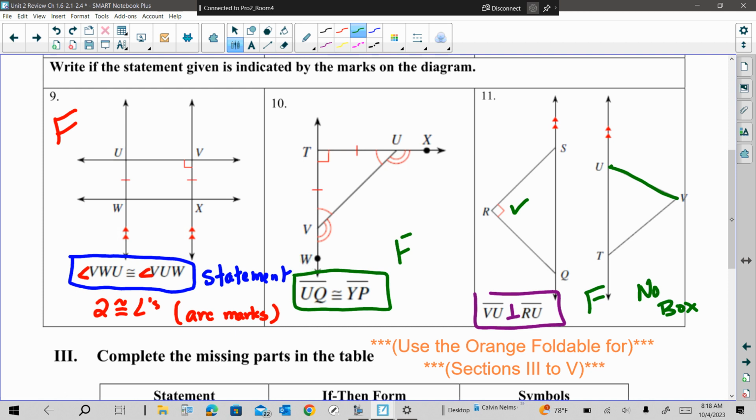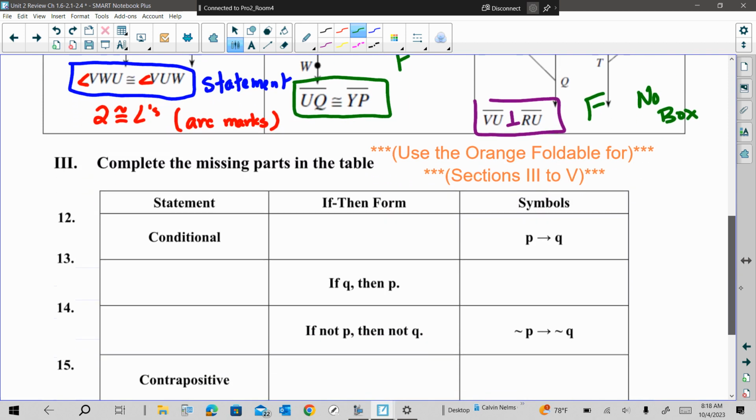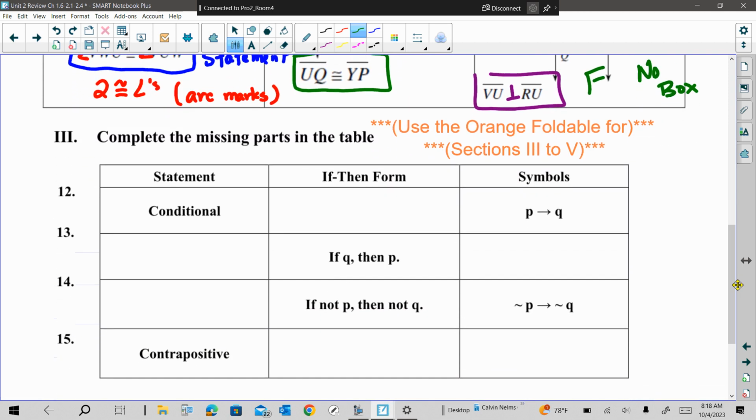All right, and now we get into the orange photo ball. From the next 3 sections, you got to know everything on that orange photo ball. So please make sure you have this memorized. So you might want to refer to it because I'm going to ask you to know the meaning and the symbolic form, and then be able to apply that to an actual conditional.